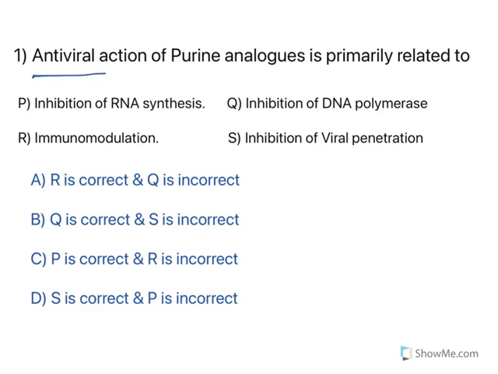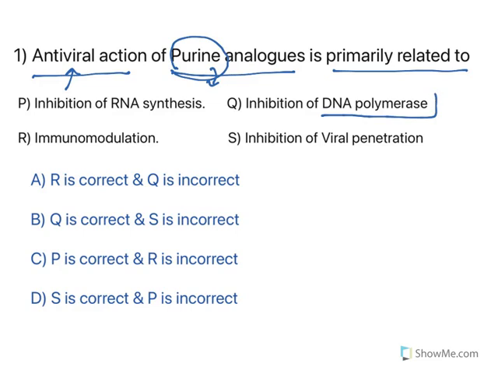Now, the antiviral action of purine analogues is primarily related to... Most of the antivirals are derived from purine analogues, and the reason is their structural similarity with the purine. They inhibit DNA polymerase. If DNA polymerase is inhibited, new DNA cannot be formed and viral multiplication is inhibited. So the antiviral action of purine analogues is related to inhibition of DNA polymerase.